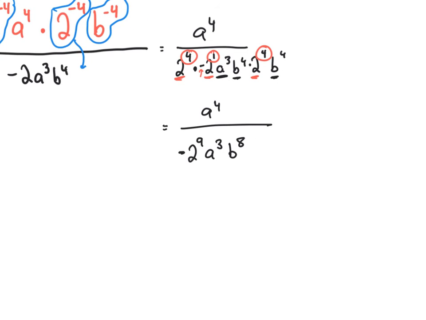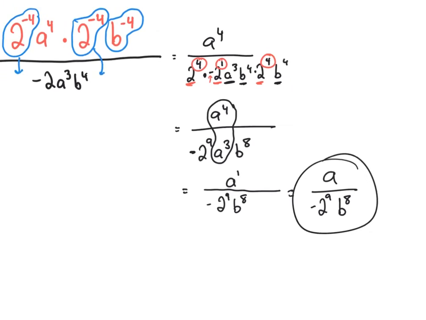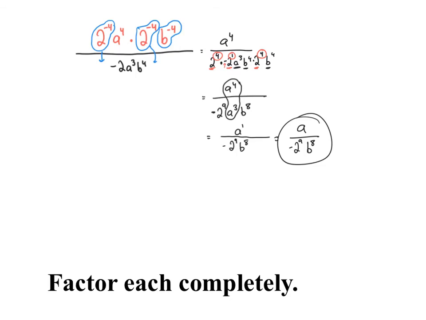All right, so here we go. Let's just leave that 2 hanging out there for right now. But this interaction right here, a to the third, a to the fourth, means I get to subtract and put it on the bigger side. So it's going to be a to the first, negative 2 to the 9th, b to the 8th. So a over negative 2 to the 9th. I'm not even going to work that number out. I'm just going to leave it like that. We could work that number out if we wanted, but that's going to be a big number. Okay, so that's what it looks like.